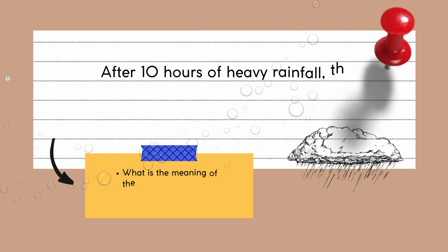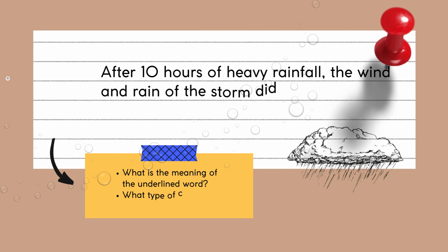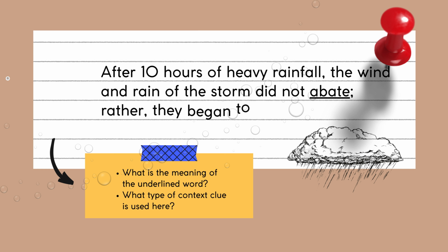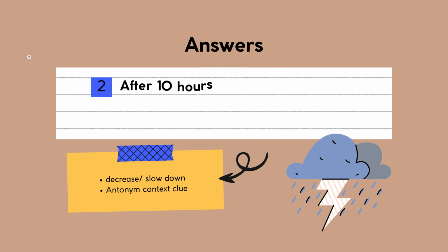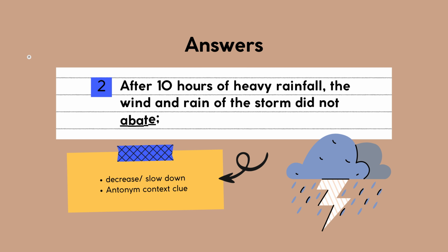Here we have another example. After 10 hours of heavy rainfall, the wind and rain of the storm did not abate. Rather, they began to intensify. What is the meaning of the underlined word? What type of context clue is used here? Let's take a few seconds to guess. Here, the word abate is supposed to be an unknown or unfamiliar word. It means to decrease or slow down. Antonym context clue.